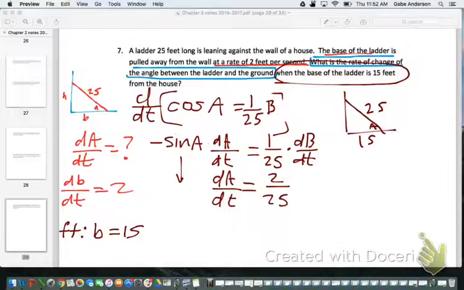Opposite over hypotenuse. So what's the opposite side here? We don't know right now, but can't we figure it out pretty easily with the Pythagorean theorem? Or maybe you remember it from the other day when we did this. 20, yeah. So this side length is 20. So here's how we handle this.